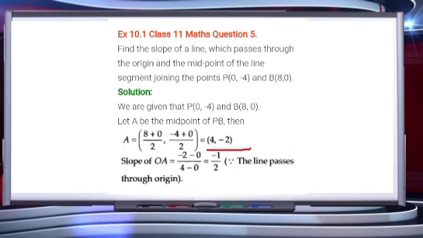(4, -2). Next is the slope of the required line, which is passing through the origin, that is (0, 0), and this point A. So slope is given by change in y over change in x, that means (-2 minus 0) over (4 minus 0), y2 minus y1 over x2 minus x1. On simplifying, this reduces to -1 by 2. So thus the slope of the required line is -1 by 2.